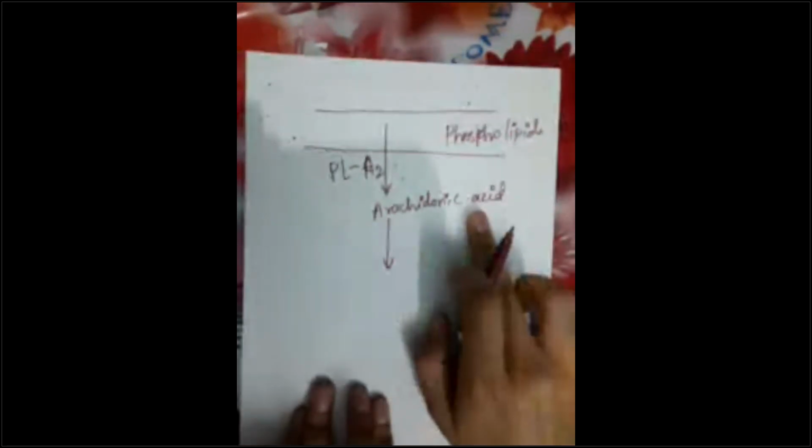Where did that NSAIDs slide go? Are you able to see this over here? Okay, I will write it down only. So this is phospholipase A2.